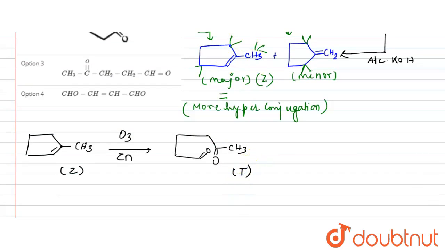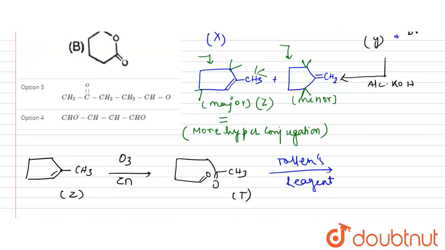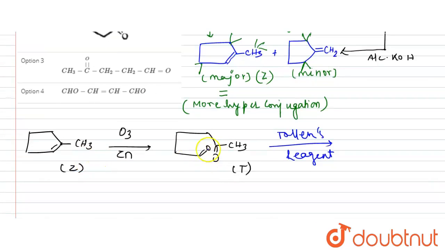Now when T is treated with Tollens reagent, what will happen? When you treat this compound with Tollens reagent, what is going to happen? This CHO group, there is an aldehyde group like this here. So this CHO group will now get oxidized to acid in the presence of Tollens reagent. So what will the compound be?